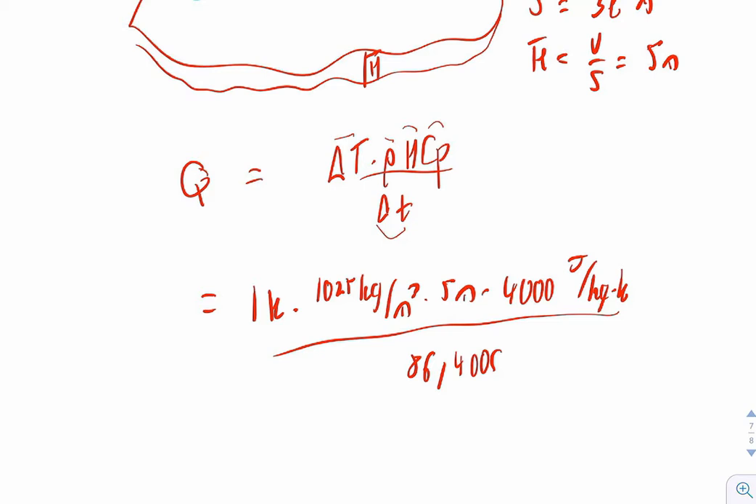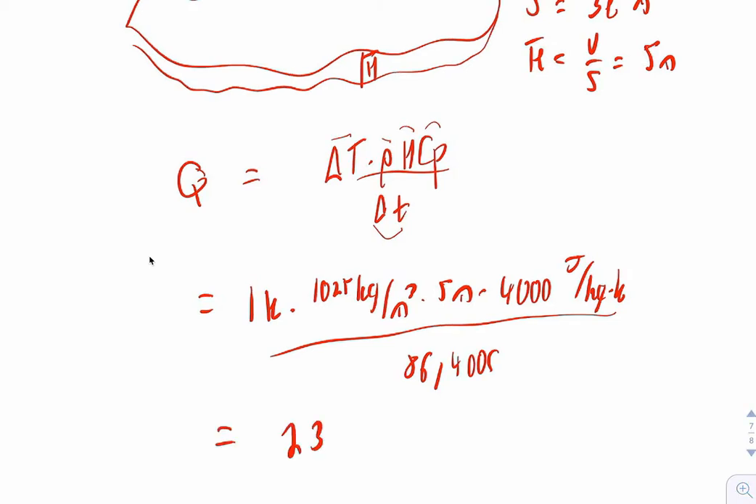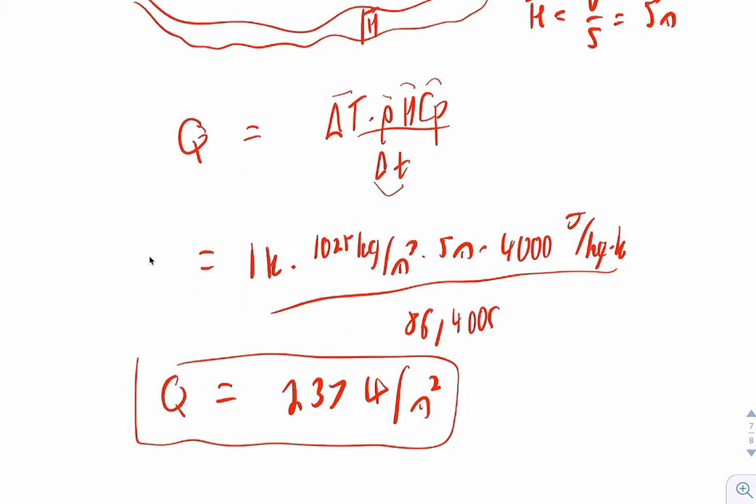Let me just do this out with Python. Give me a second here. 1025 times 4,000 times 5 times 1 over 86,400. And I get 237 watts per meter squared. With a heat flux of 237 watts per meter squared, I can increase the water temperature in Clark's Cove, given its volume and properties, by 1 degree Kelvin in 24 hours.